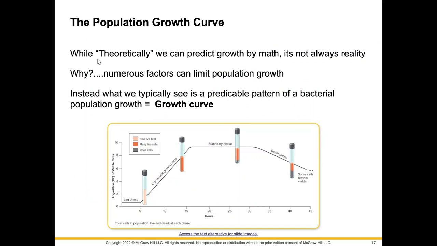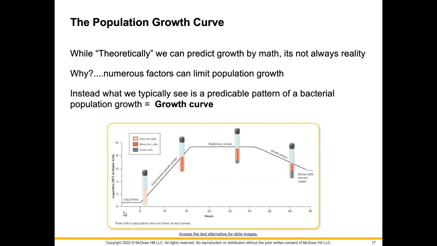So while theoretically we can predict growth with this mathematical process, it's not really always the reality, because there's lots of various factors that can limit population growth. So instead, what we typically see is a predictable pattern of bacterial growth that we call a growth curve that looks like this.